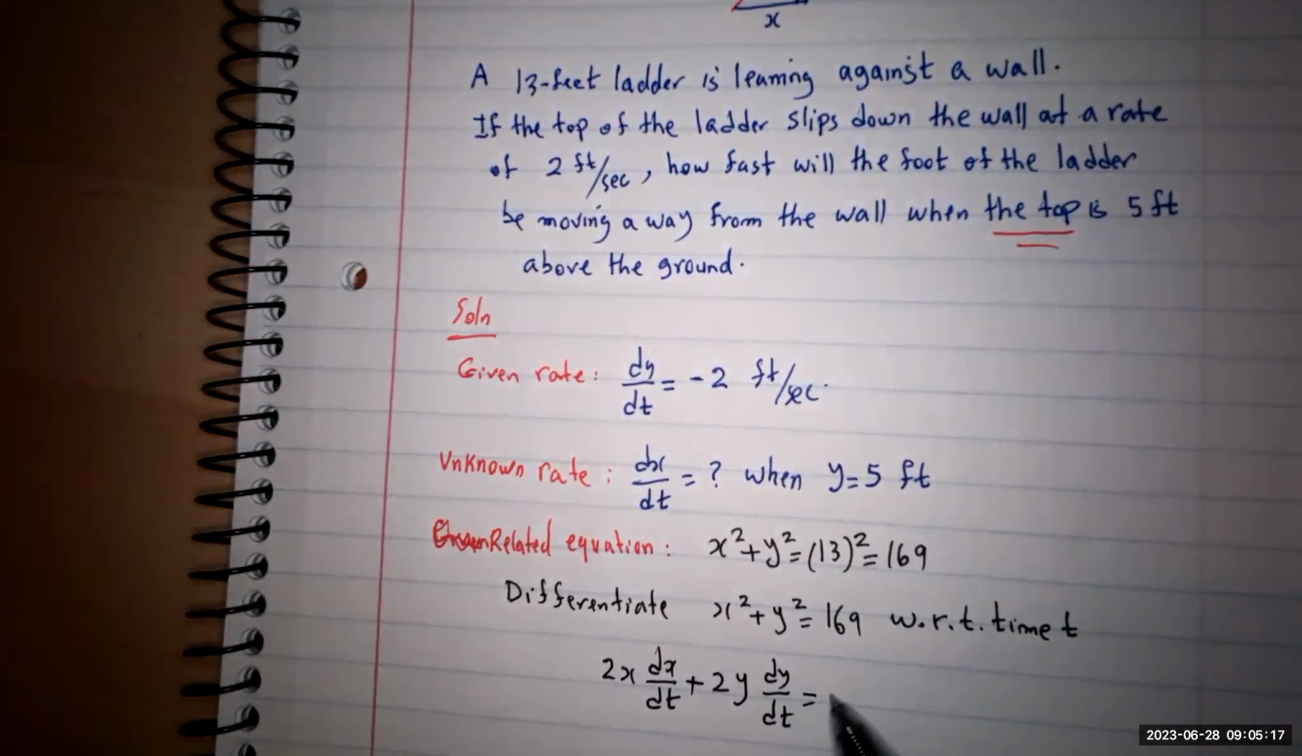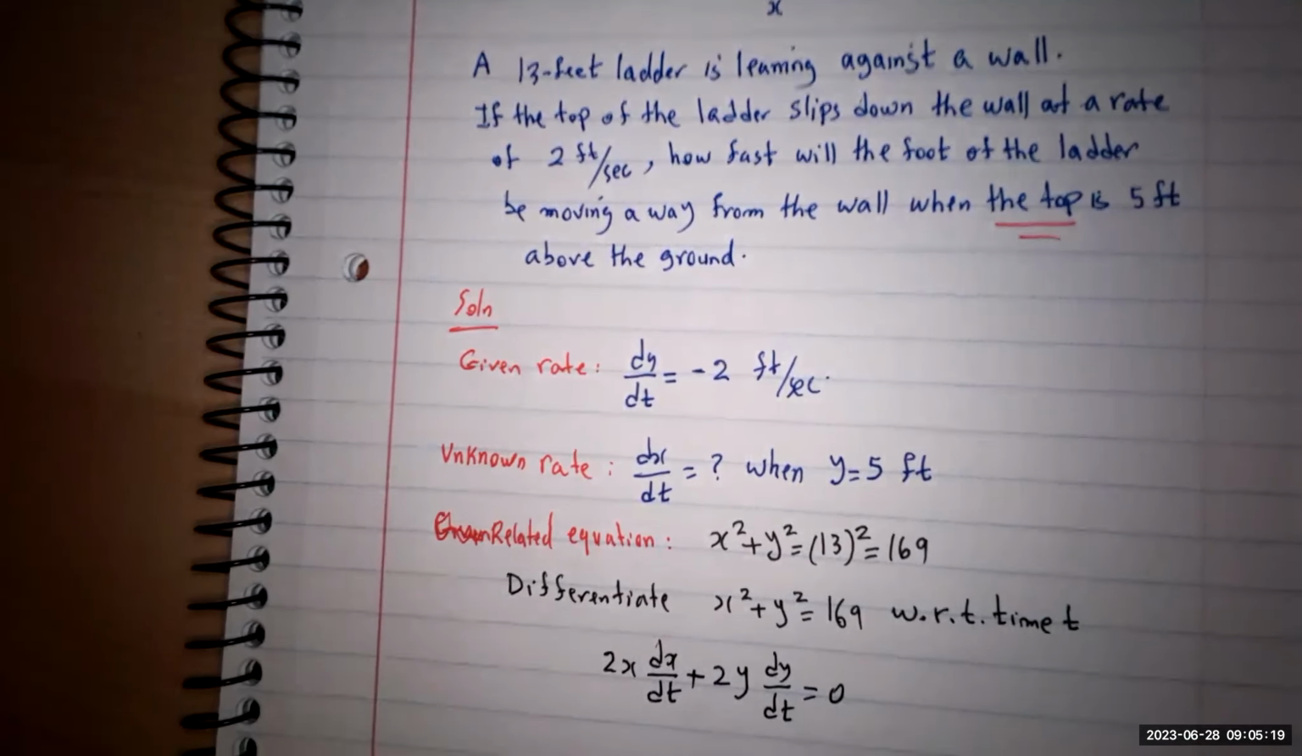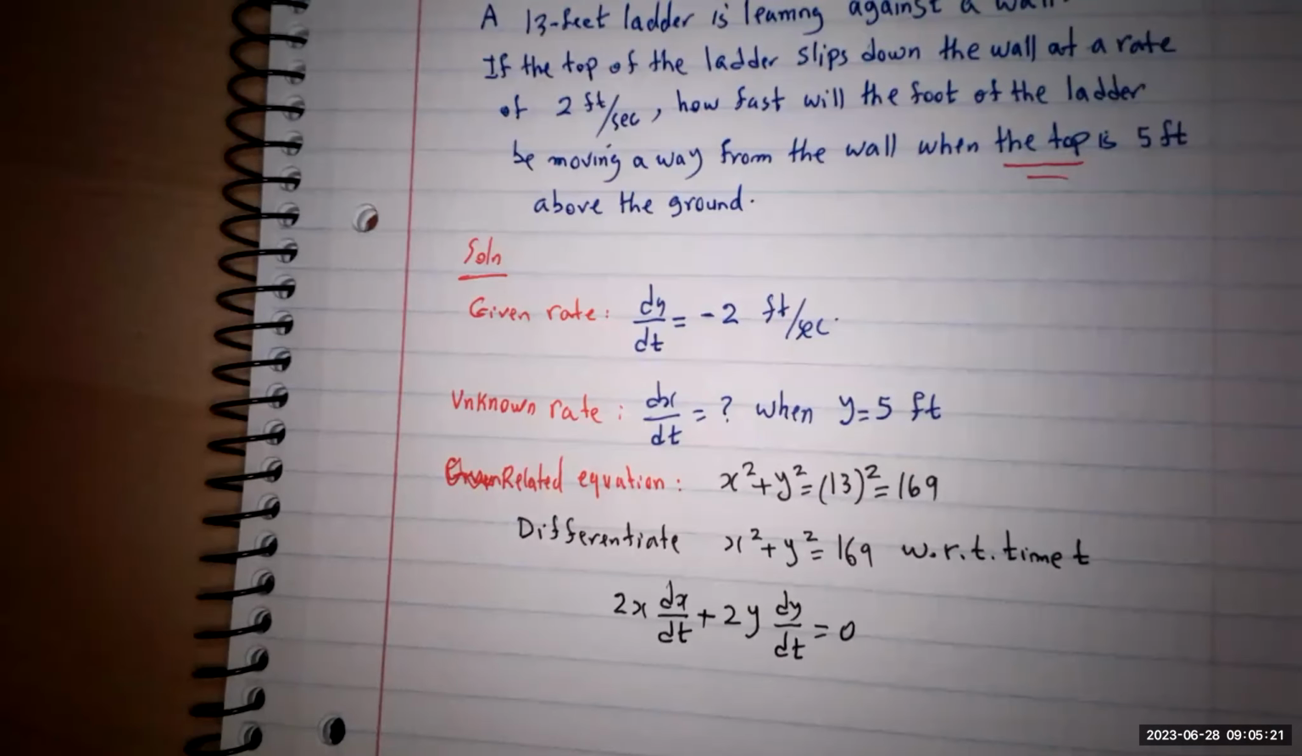The derivative of 169, a constant, is 0. For each case, x squared, we just use the power rule: 2x, times x prime, which is dx/dt, by the chain rule or implicit differentiation, either one is fine. The other one would be 2y times y prime, dy/dt.